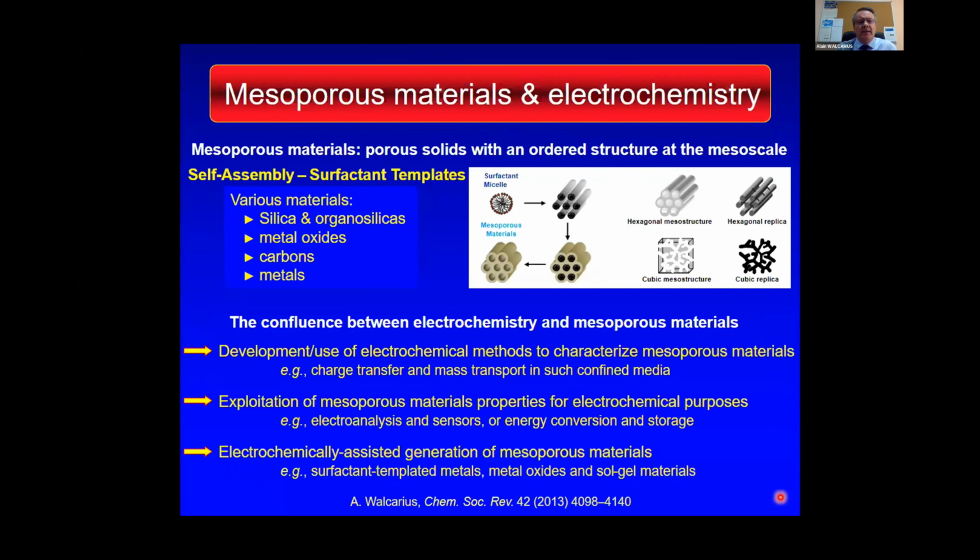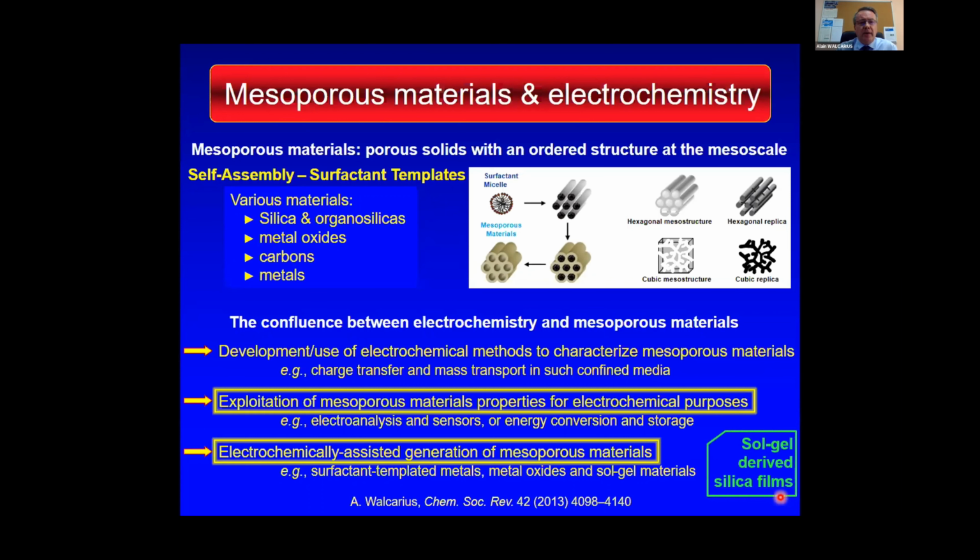And one can summarize the intersection between electrochemistry and mesoporous materials in 3 entries. First is the use of electrochemical methods to characterize these materials, especially the charge and mass transfer processes. Then, in turn, we can exploit the particular properties of these materials for electrochemical applications in the field of analytical electrochemistry or energy. And finally, we can also use electrochemistry to generate this kind of films.